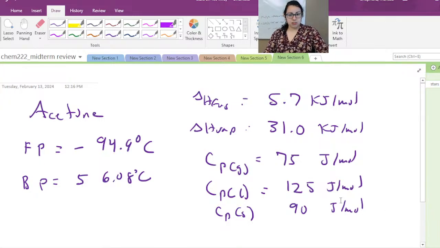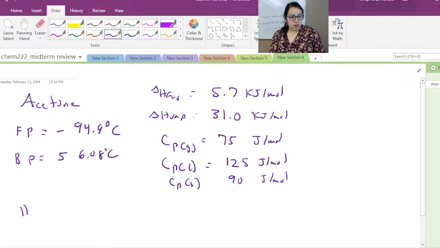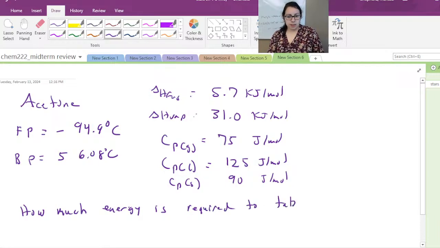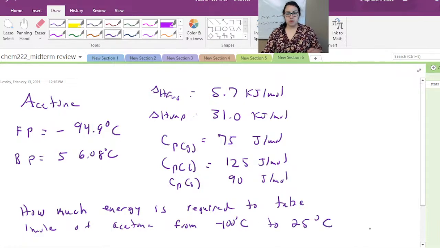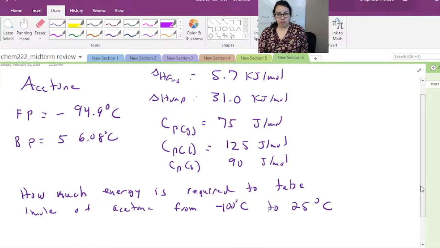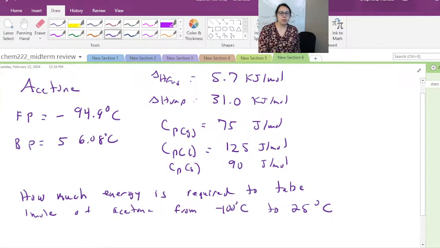And so now for the actual question. So how much energy is required to take 1 mole of acetone from negative 100 degrees Celsius to 25 degrees Celsius? So take a couple of minutes to work on that. Again, look at all your relevant information, what's going on, what do you need from here, and we'll go over it.